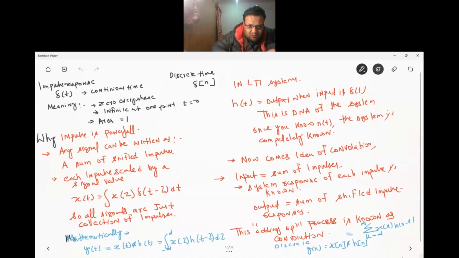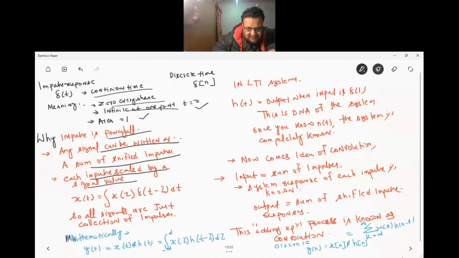Impulse in the continuous time domain is zero everywhere and infinite at one point, t is equal to zero, and its area is one. Why is impulse powerful? Any signal can be written as a sum of shifted impulses, each impulse scaled by a signal value, be it a ramp signal or a unit step signal. What I have written is x of tau multiplied by the impulse of t minus tau. So all signals are primarily a summation of impulse signals.